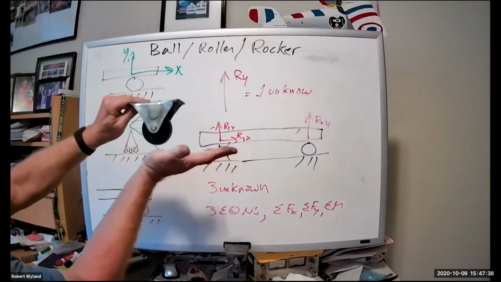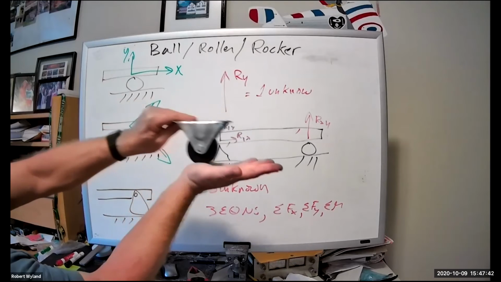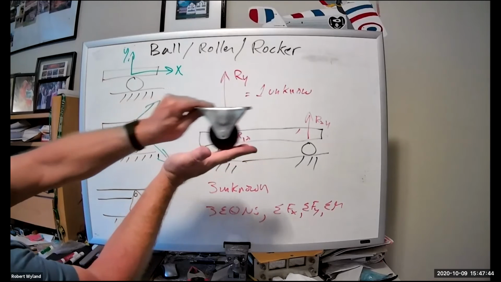Sorry, could you re-explain why there was no reaction in the X? I guess I kind of just missed it. Okay. We've got our roller. If we push on this, it's going to roll, right? And so we're not resisting. So it's basically sliding along the X.